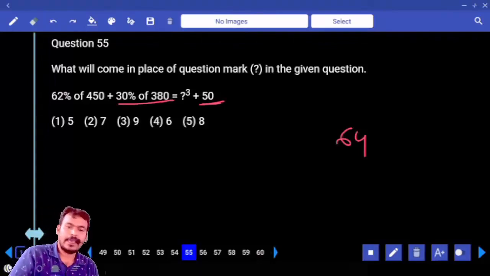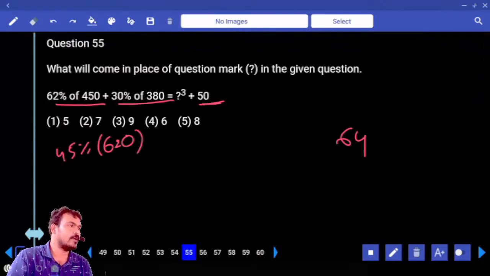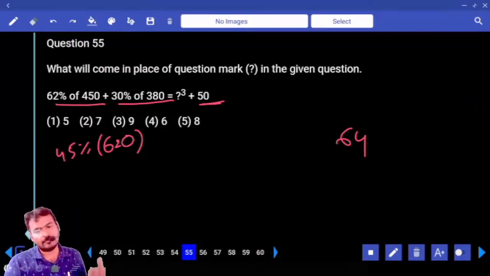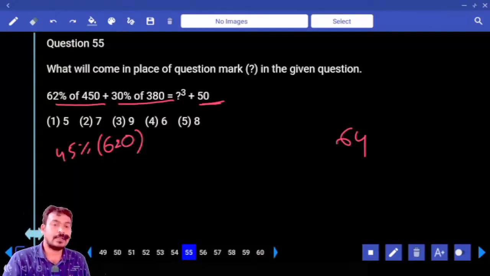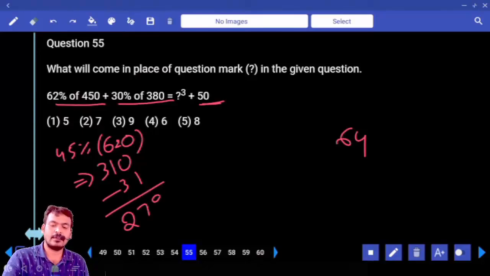64. Again, 60% of which value? 450. That 450 we wrote as 45% of 620. What is the 50%? 310. 5%, 31. 310 minus 31. What is the remaining value? 279.